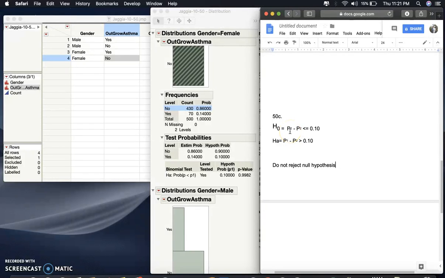Furthermore, our null hypothesis is P1 minus P2 is less than or equal to 0.1, and our alternative is P1 minus P2 is greater than 0.1.